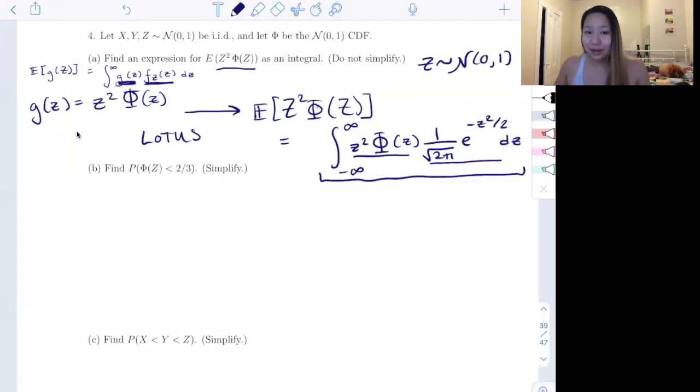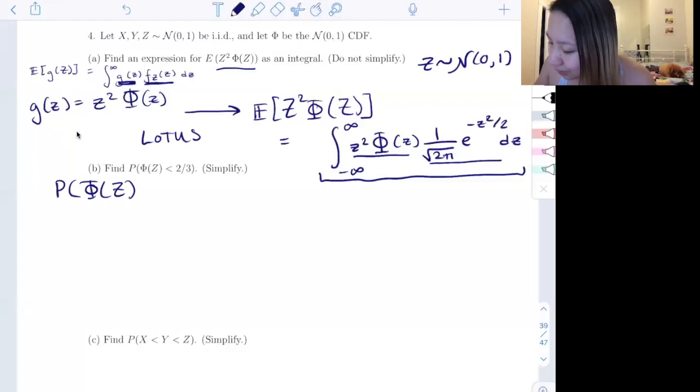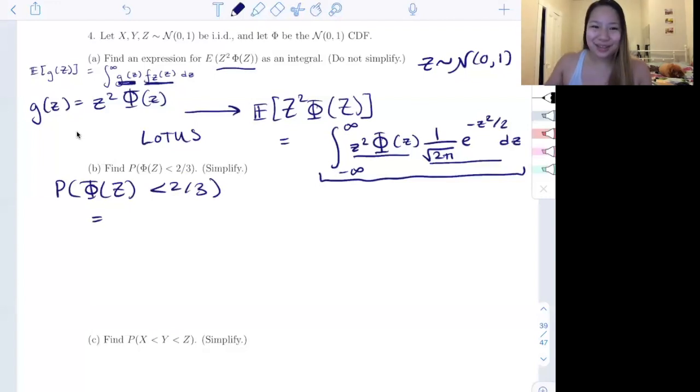Let's do part B. We're looking for the probability of big phi of Z is less than 2/3 and simplify. So we can't just leave this one as an integral. So here's one way we can do it. So probability of phi Z less than 2/3. And if I recall, I think this is how I did it when I took this midterm back in the day. We can just take the functions, like take inverses of both sides and it's still equivalent.